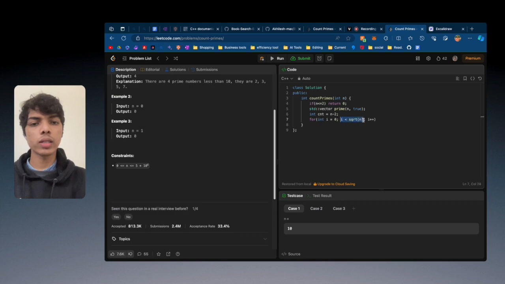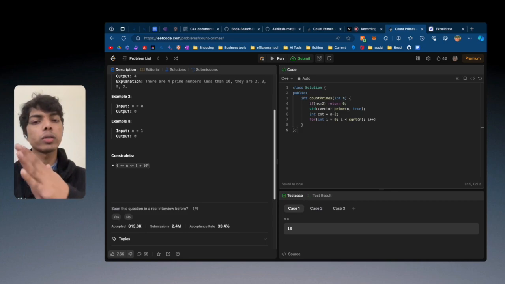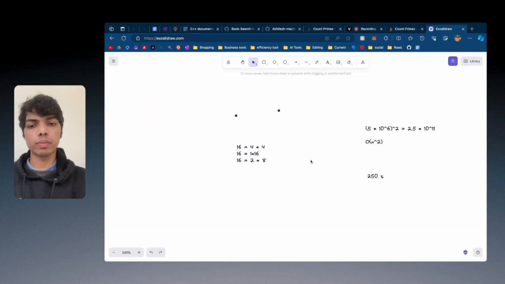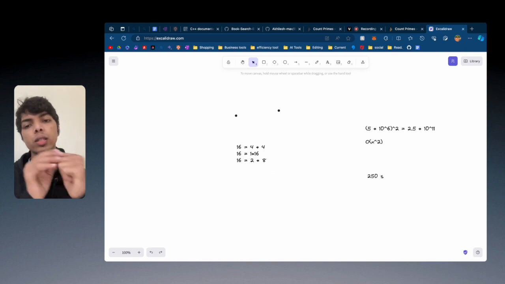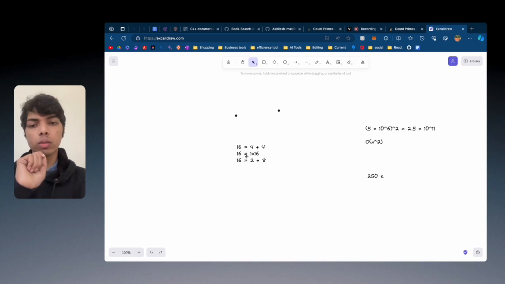Now you may wonder why we continue the loop only till i is less than the square root of n and not n. It has a very simple underlying concept, because whenever we are factorizing a number, let's say 16, the factors could be 4 into 4, or 1 into 16, or 2 into 8. So if we get the square root of 16, which is 4, then 4 into 4 is 16.